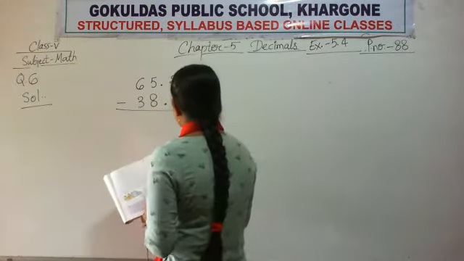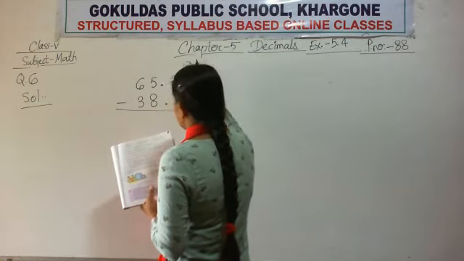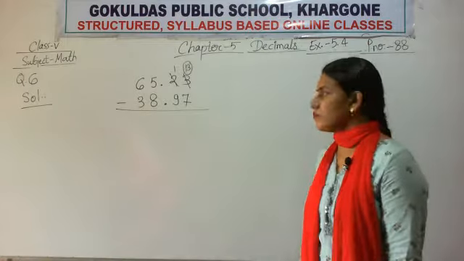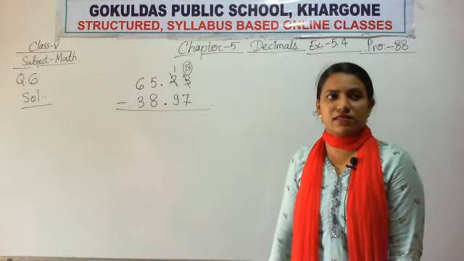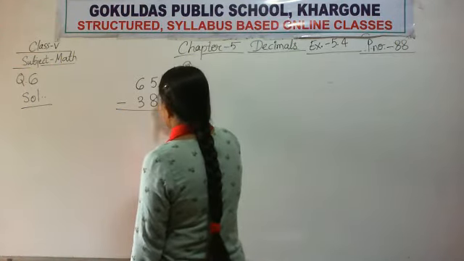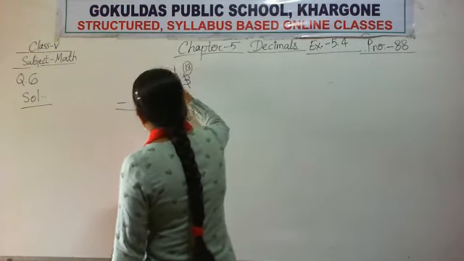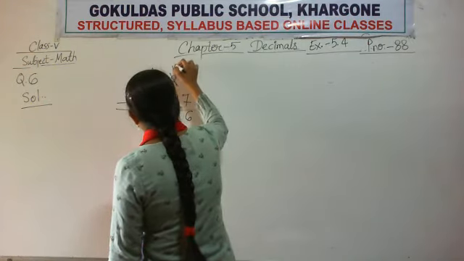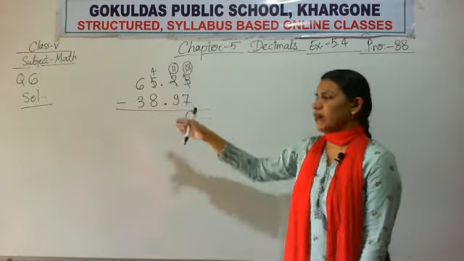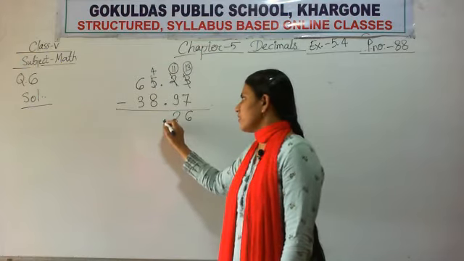Now subtract them. 3 minus 7 is not possible, so we will take a borrow from the neighbor. So 13 minus 7 is 6. So write 6. Now 1 minus 9. 1 minus 9 is not possible, so take a borrow from the left column. Now 11 minus 9 is 2. Now copy down the decimal.